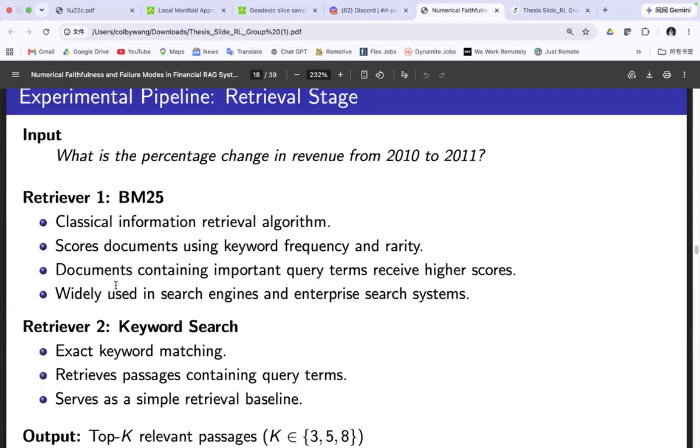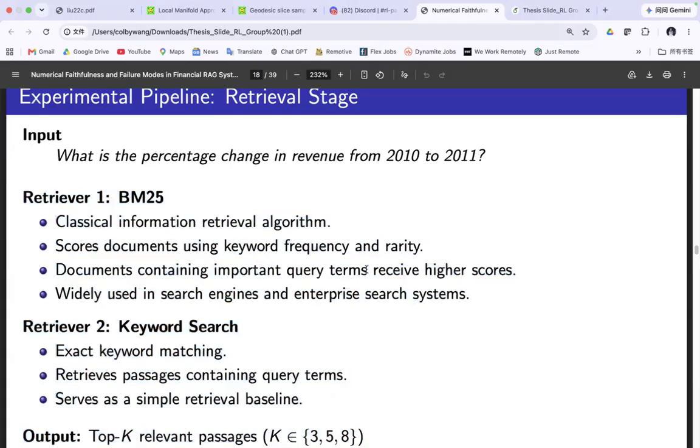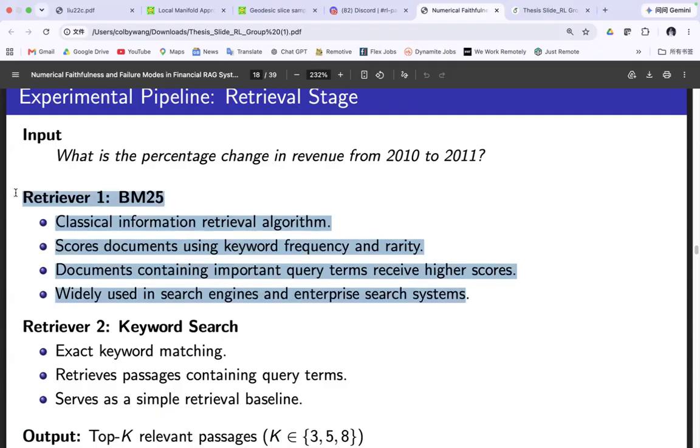So let's look at how we run the experiments. Basically, I decided to be very simple because the paper is mainly for identifying the research problem, and the experiment is not a major component. So we'll keep it simple. We'll use two retrievers. The first one is BM25. This is a very classical information search algorithm. Basically, it scores documents using the keyword frequency and also rarity. Think about TF-IDF. Documents containing important query terms typically get higher scores.